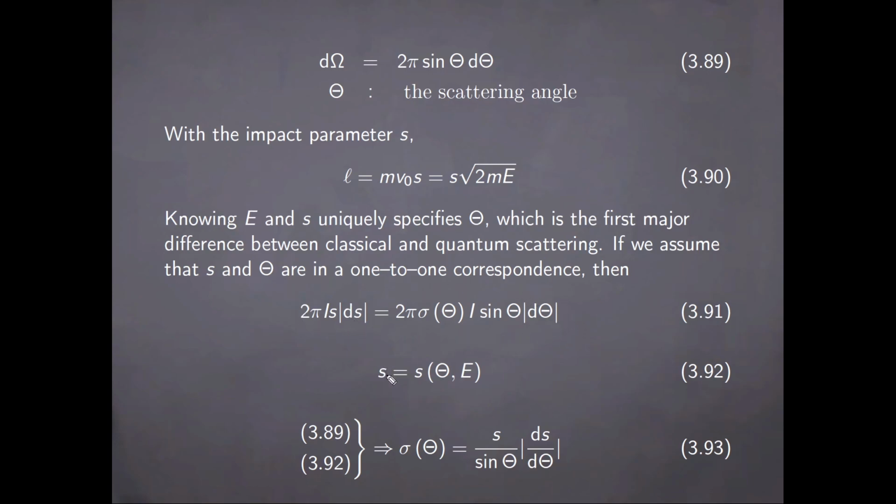And then since the impact parameter follows as a function of the scattering angle and the total energy, the expressions here can be inverted in order to obtain the differential cross-section as a function of the scattering angle as given by the expression here.